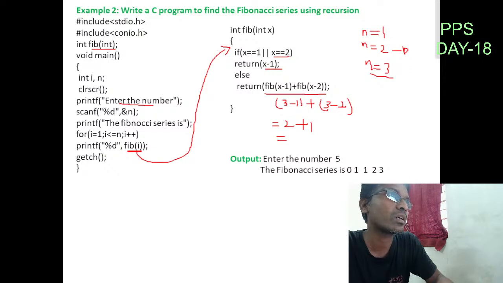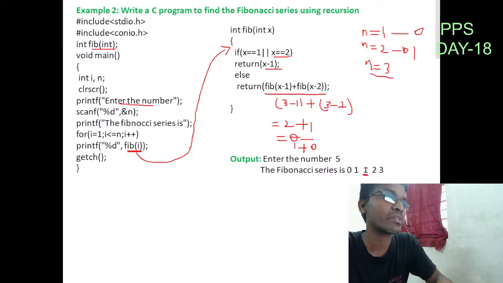So for Fibonacci of 2 I got 1, and for Fibonacci of 1 I got 0. Then here it will substitute: Fibonacci of 2 will be 1, plus the Fibonacci of 1 will be 0. So that means 0 plus 1, we'll get the next term. So that is a 1.